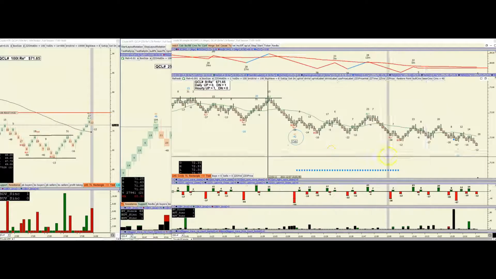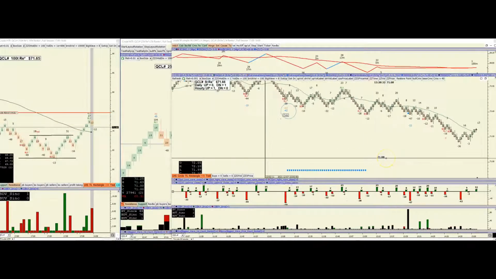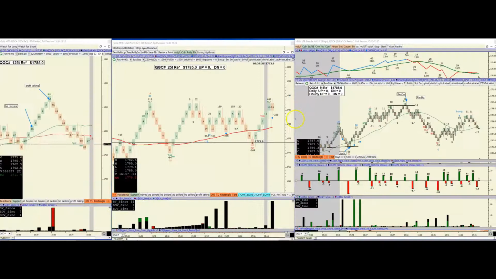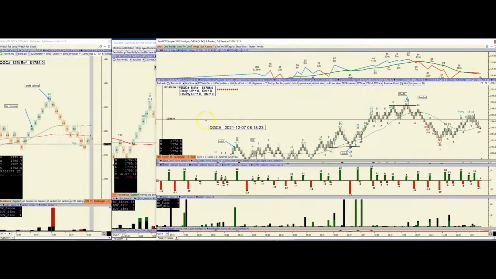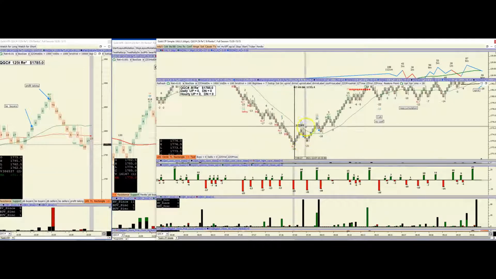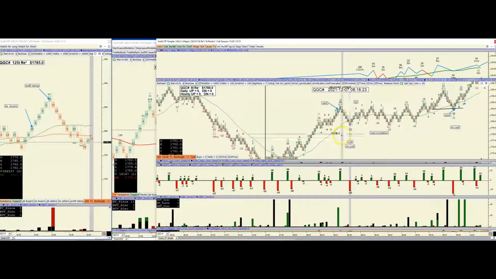Want to see some more panic selling. All right, let's move to the next one. For gold, over here, you had some type of climactic action, but that climactic action pulled back.